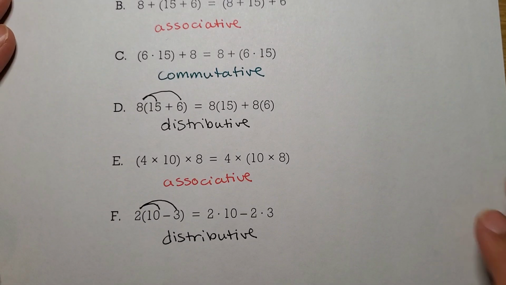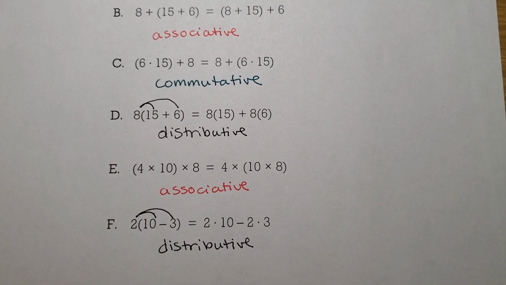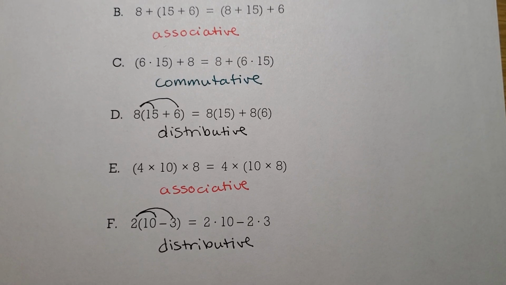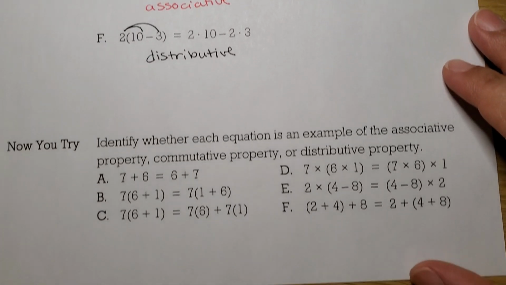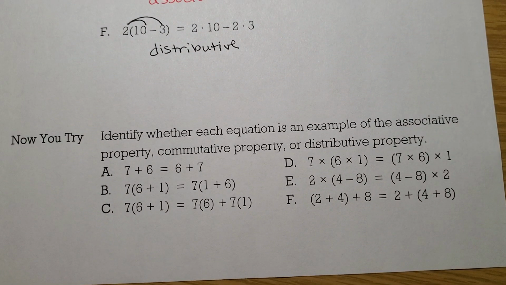Now these properties are the kind of thing that the more often you work with them, the easier they will become to spot. But especially when we're first learning them, everything is tricky when you first learn it. Well, not everything, but lots of things are. So we want to make sure we get in lots of practice in identifying these different identities or these different properties. So I've got some practice for you here. So you want to identify whether each of these equations is an example of the associative, commutative, or distributive property.